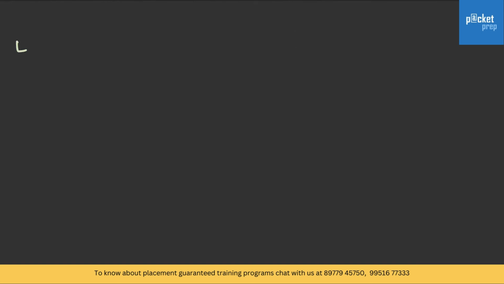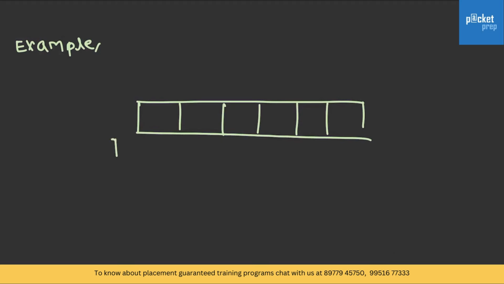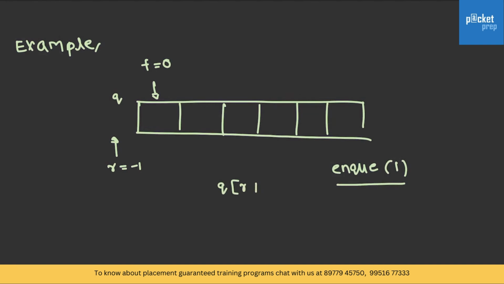Let's consider an example. Initially, the rear is pointing to -1 and front is pointing to 0, and this is the array Q. Now I want to enqueue 1. So when I want to enqueue 1, I'll increment the R. So R will be incremented to 0 and 1 is stored here. Similarly, I have incremented R and stored 2, 3, 4, 5, 6 respectively, and the rear is here.